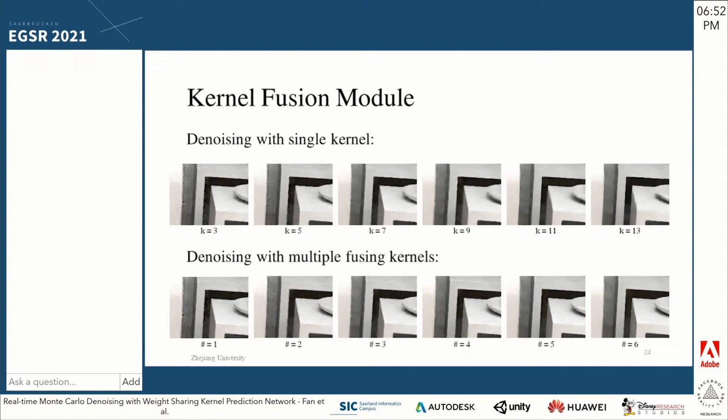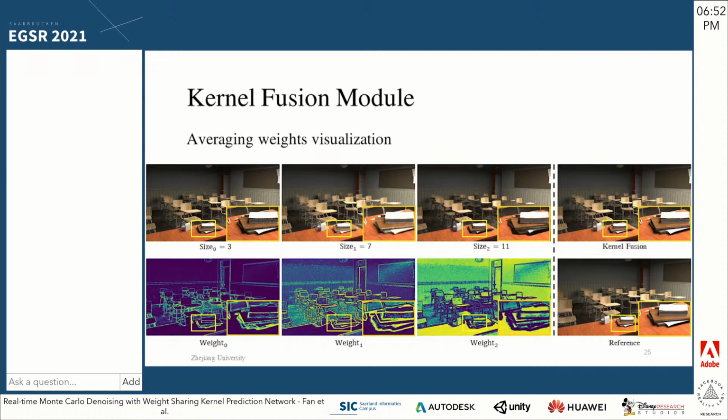Then in the second row, we present the denoised results with our kernel fusion module. We accumulatively add the filtering kernels from size 3 to size 13, and the number sign stands for the fused kernel count. It shows that our kernel fusion module can take advantage of the varying sized kernels with the weighted average. Here we visualize the averaging weights to intuitively check the denoising behaviors of our kernel fusion module.